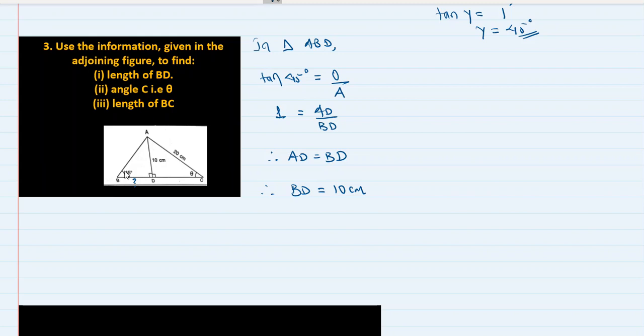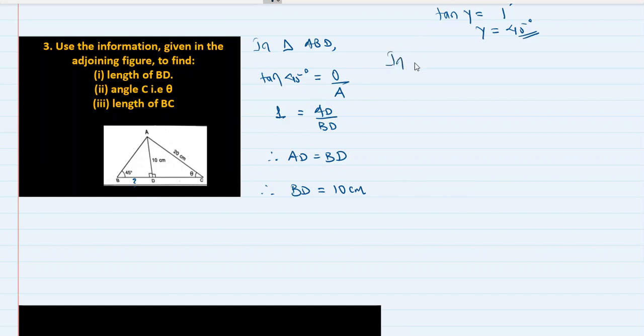Now in the other triangle, in triangle ADC, which is also a right angle triangle, we have to find theta. We have to find theta and then find the relationship between AD and AC. So with respect to theta, AD is opposite and AC is hypotenuse. Now which trigonometric ratio relates opposite and hypotenuse? Opposite and hypotenuse is related by sine.